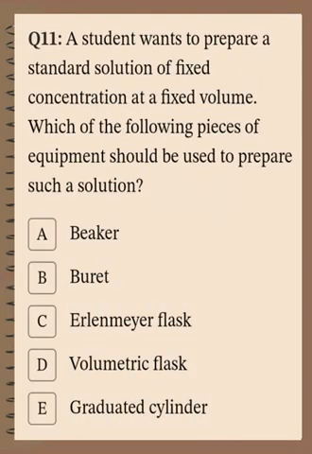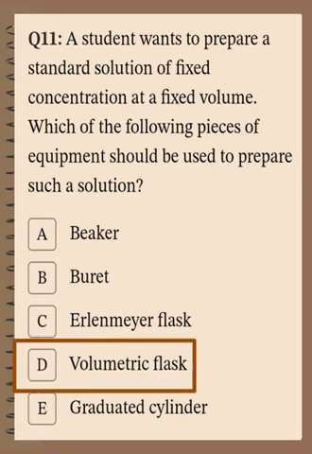Question number 11: a student wants to prepare a standard solution of fixed concentration at fixed volume. Which of the following pieces of equipment should be used to prepare such a solution? We want to prepare a fixed volume at a fixed concentration of a liquid. We use a volumetric flask. It has a mark graduated for the definite volume, written on it.